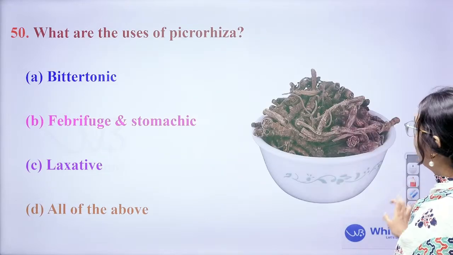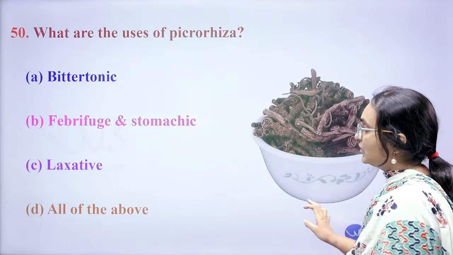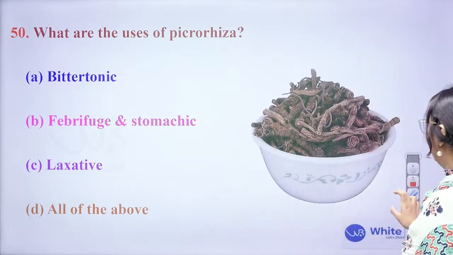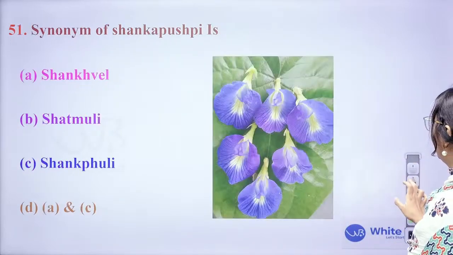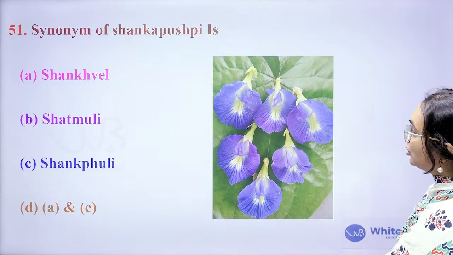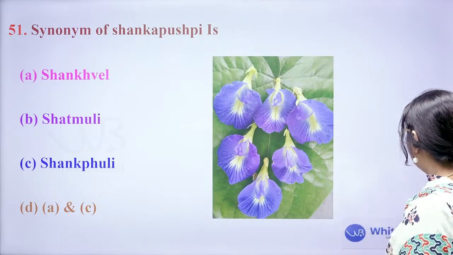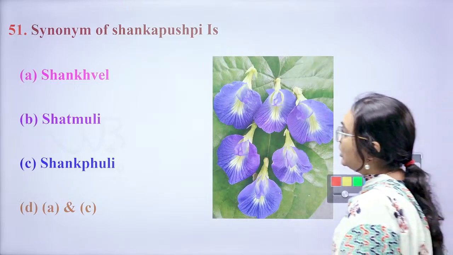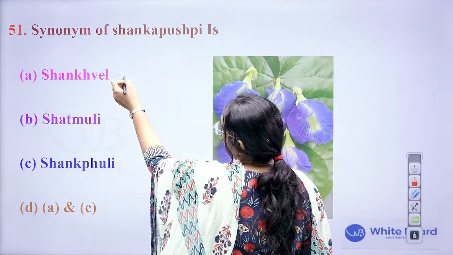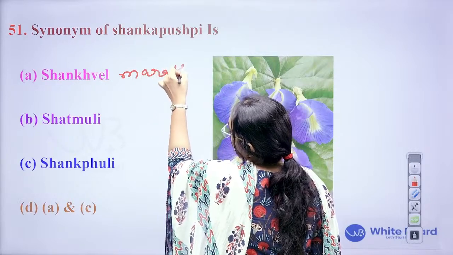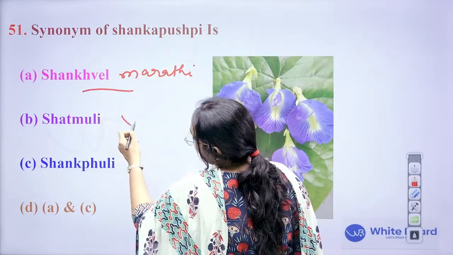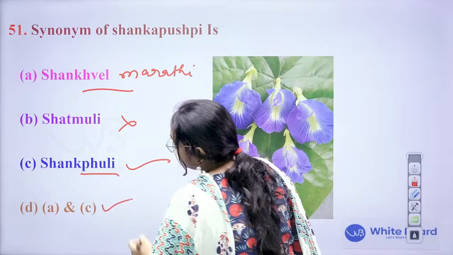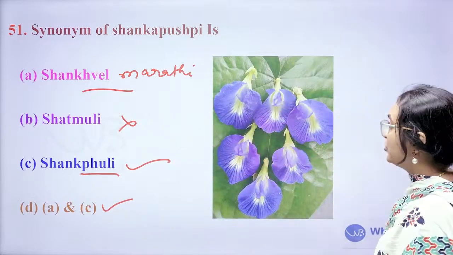What are the uses of picroriza? Skip this one. Next question, synonym of Shankapushpi. Shankapushpi has different types of names. Shankwel in Marathi, it is the language, it is Shankwel. Shatamuli, Shankafuli. The answer is A and C, D option.